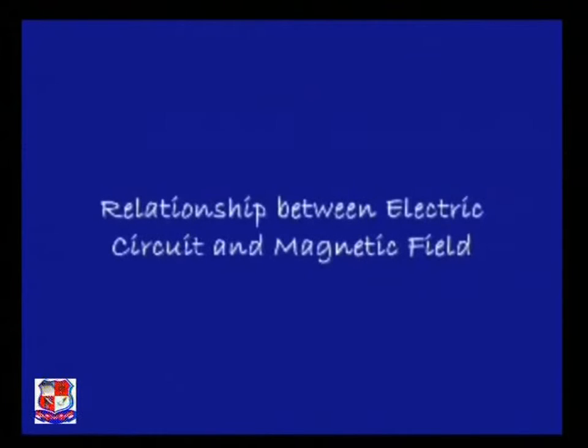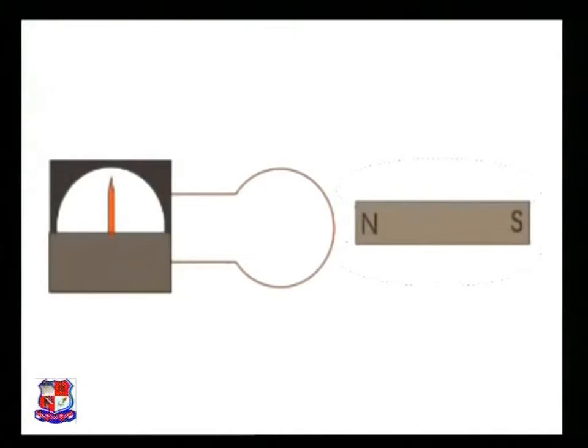This law shows the relationship between electric circuit and magnetic field. He found that when an electrical conductor is brought under the influence of a magnetic field, and if the flux linked with the conductor due to this magnetic field is changed, an EMF is induced in the conductor.